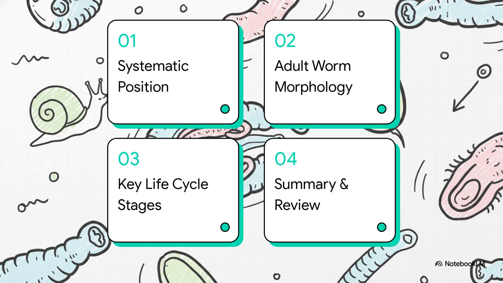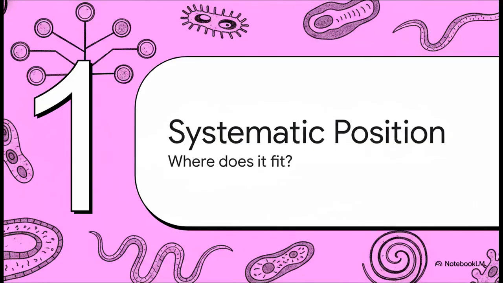So, here's our plan for today. We'll start by figuring out its scientific classification. Then, we'll get a really close look at the adult worms. After that, we'll uncover the key stages of its life cycle, and we'll finish up by reviewing all the key vocabulary to make sure you've got it down. Okay, let's get started. First things first.